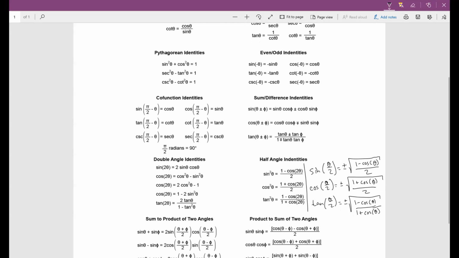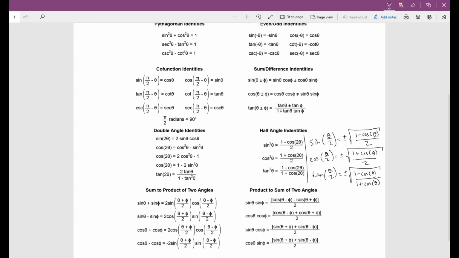You also have the even and odd identities, which basically tell you whether a function is even or odd. Notice that the sine function in this case is an odd function because the negative is going to go on the outside. For the cosine, the negative goes away because it's an even function. You can fold it about the y-axis.